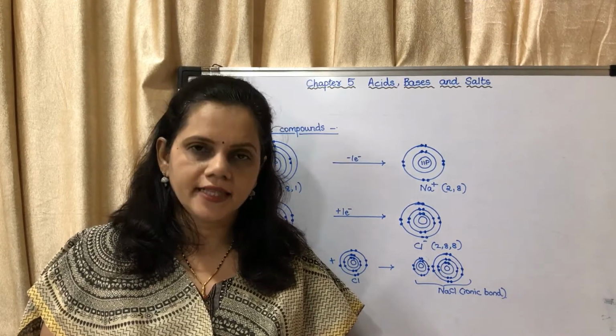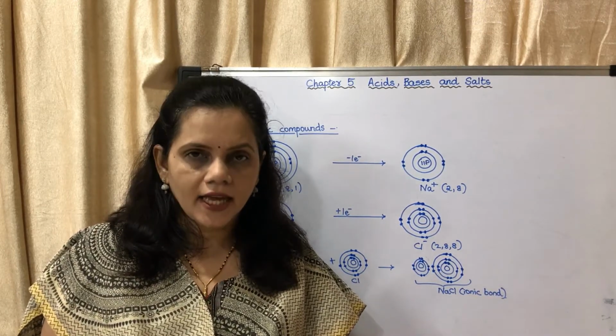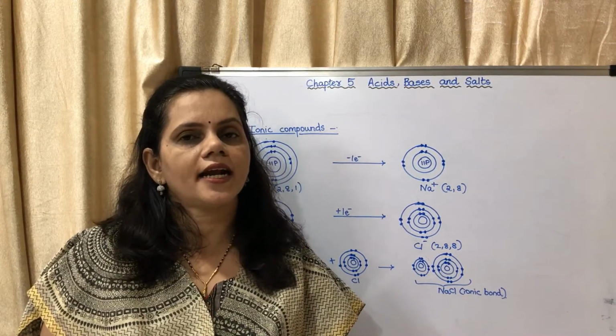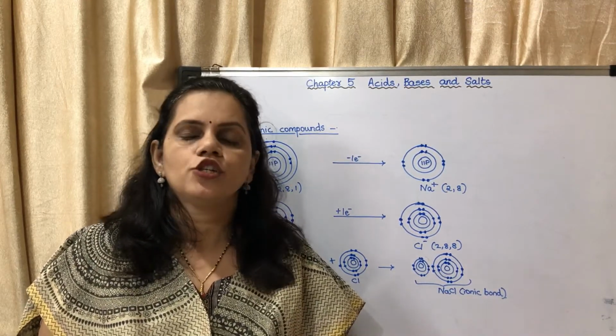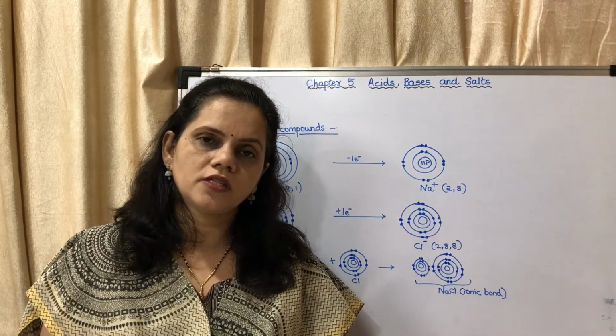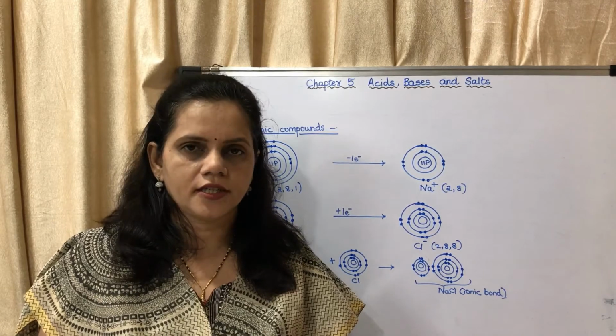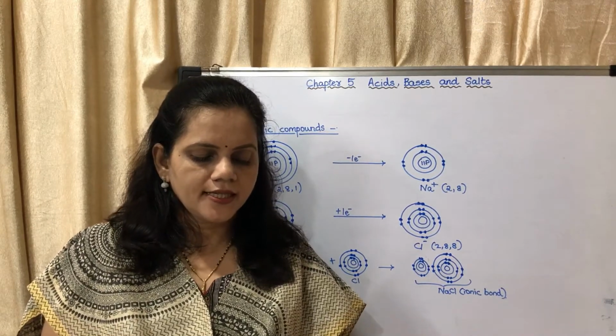Next is NaCl. The basic radical is Na plus and the acidic radical is Cl minus. So it does not have H positive or OH minus. So it is a salt.